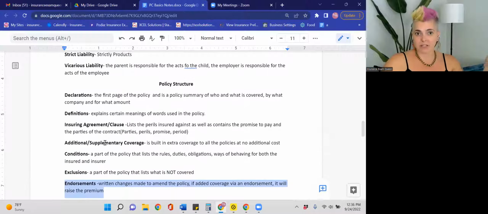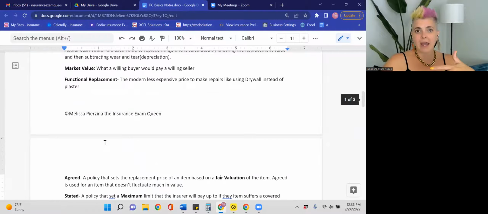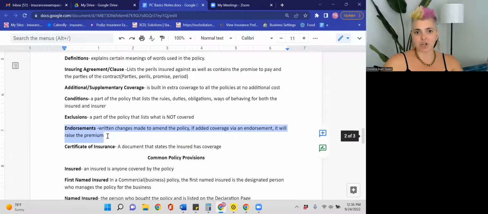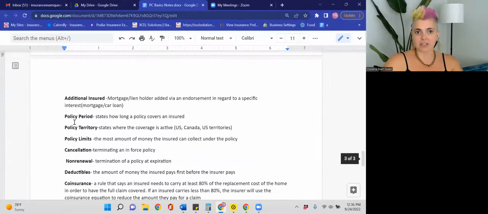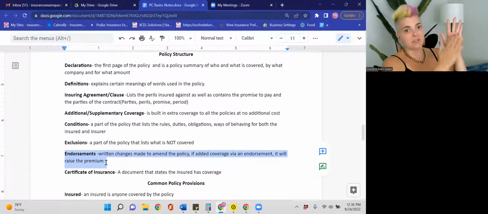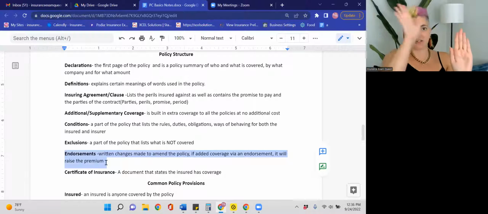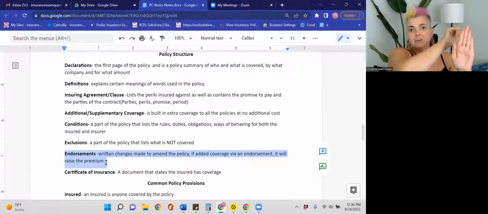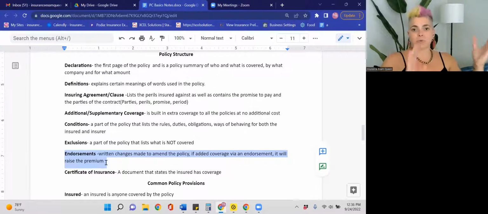Endorsements, we talked about endorsements when we were talking about additional insureds. We were saying that they were added via endorsement. This is the part of the policy that would have that. So remember, you have the policy and the endorsements are stapled to the back. Every endorsement you get gets added to the back. It becomes part of the policy. An endorsement is a written change, a printed addendum. Those are the two phrases that they bring up.